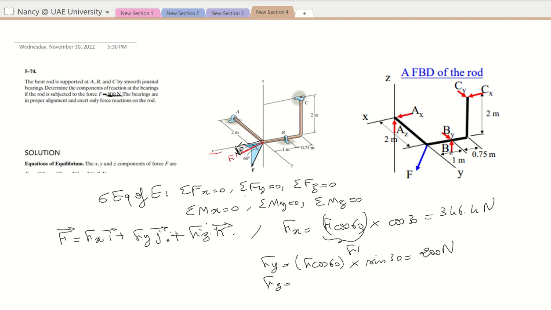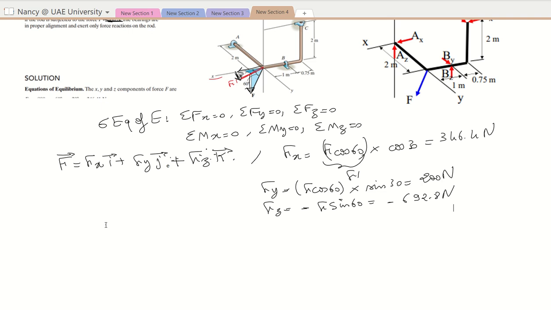Fz is just the projection about the z-axis, which is like this. So it will be equal to minus F sine 60, and it will be equal to minus 692.8 Newton. So if I want to write F in the Cartesian form, I can say that F is equal to 346.4 i plus 200 j minus 692.8 k.